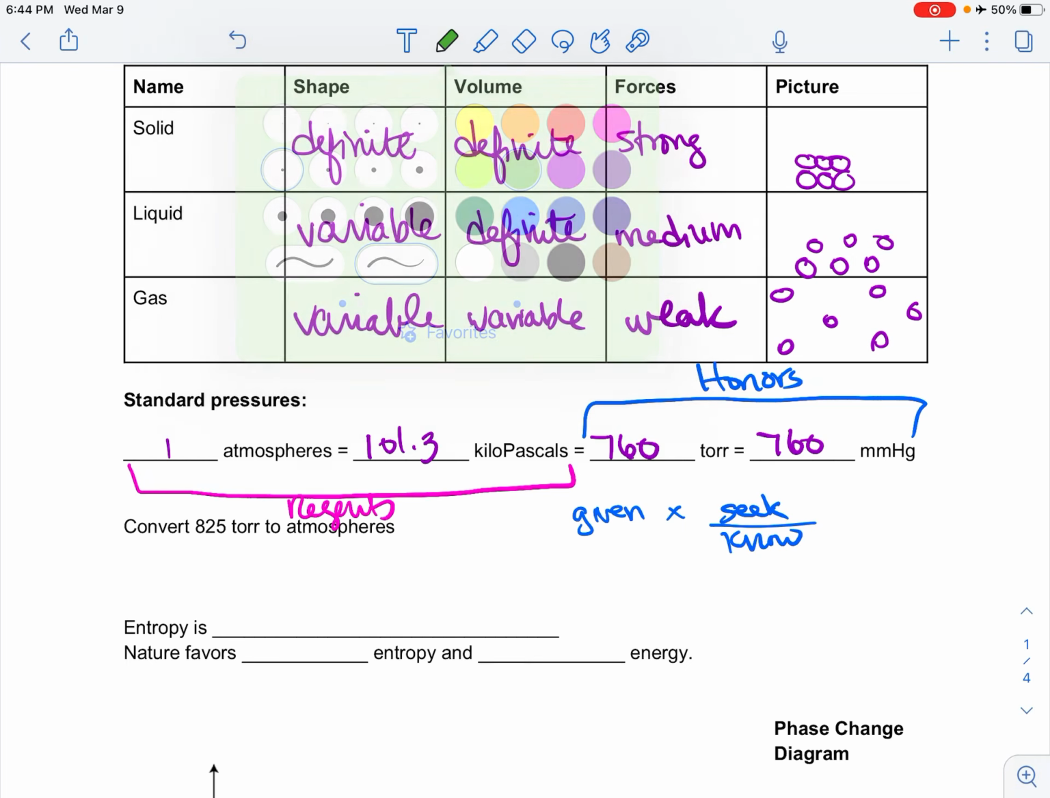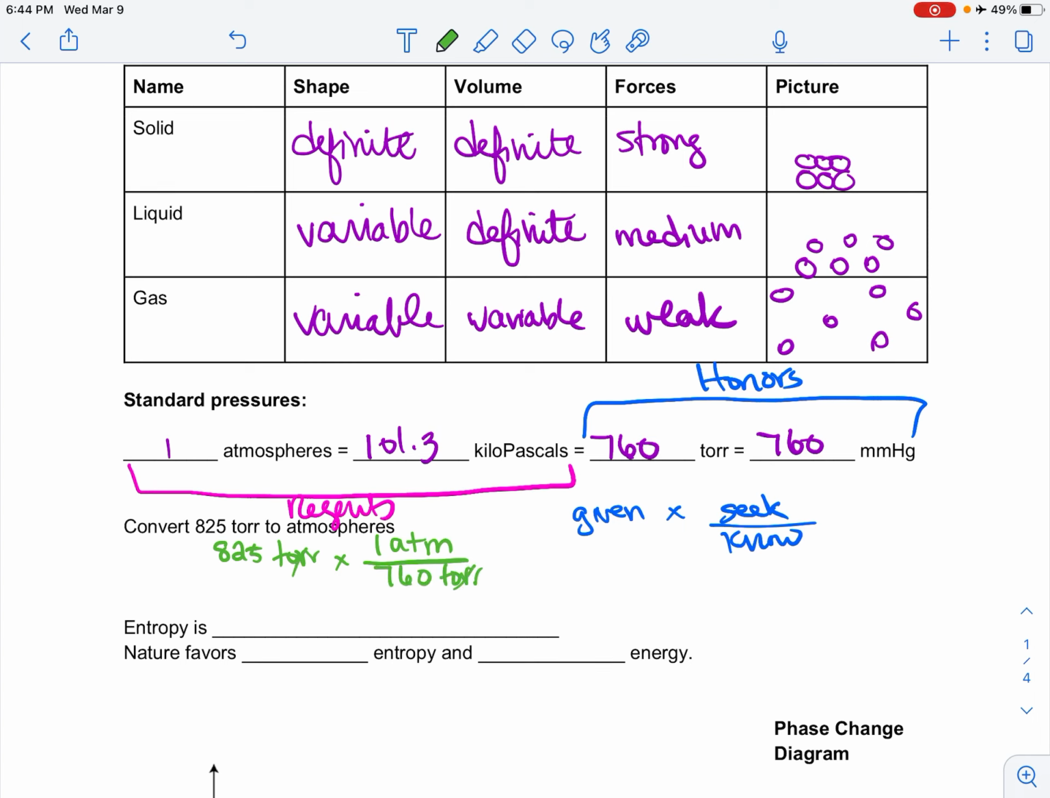So 825 torr to atmospheres. 825 torr is what I have given. I seek atmospheres, and so our standard is 1. I know torr, so 760. Torr cancels out. So let me get my calculator out. 825 divided by 760 gives me 1.0855, etc., which, if you're rounding to sig figs, would be 1.09 atmospheres.